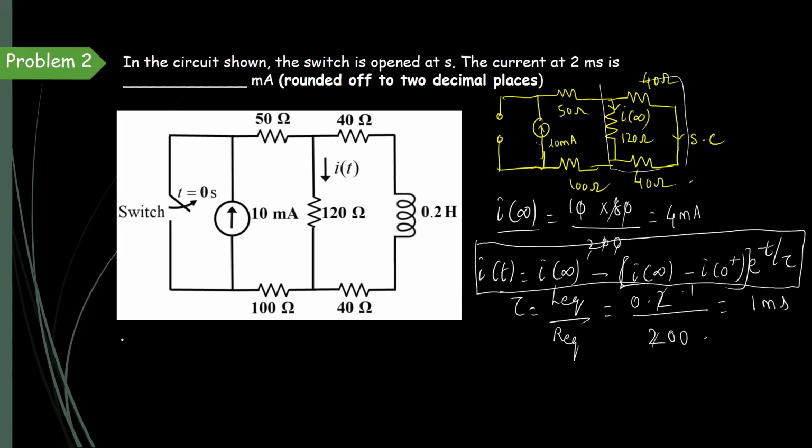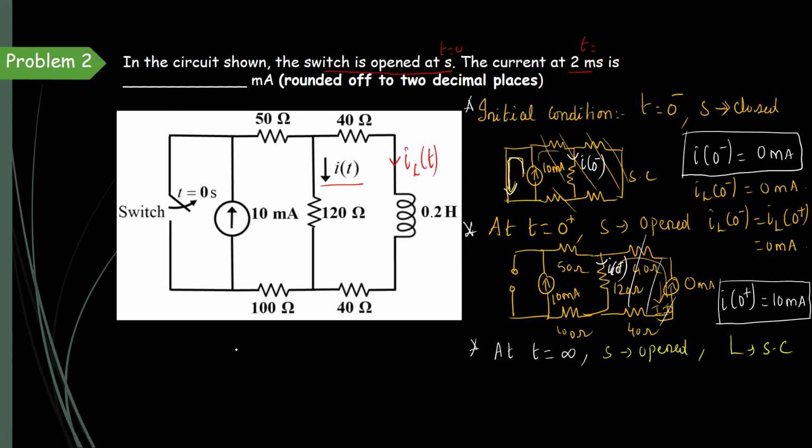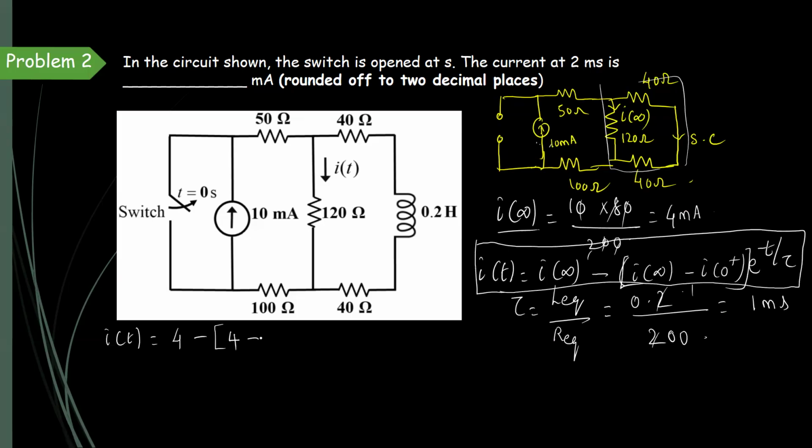So let me find. Here I of t equals I of infinity, which we have found out as 4 milliamps, plus I of 0 plus, which is the value immediately after the switching condition that we found as 10 milliamps. So we substitute 4, minus 10 milliamps, into e power minus t by tau, that is minus t by 1 millisecond.